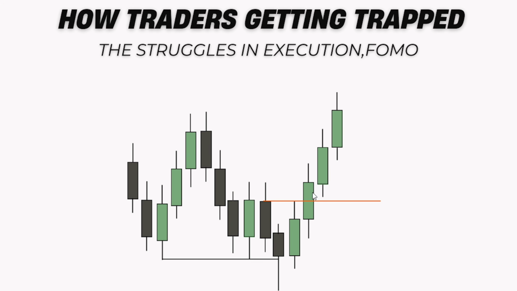You shouldn't be that. You should be thinking clearly. So you should be waiting perfectly for the change in the state of delivery after the liquidity sweep, and then you should enter. That's the area where traders actually struggle the most.